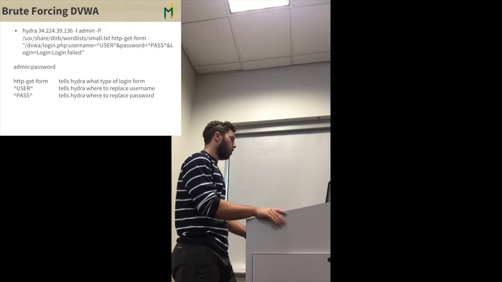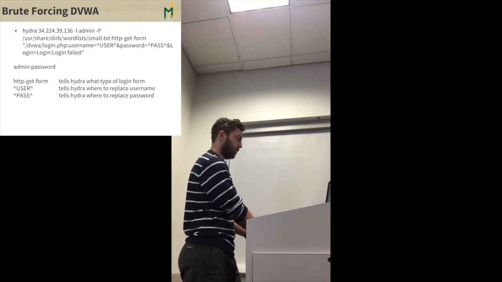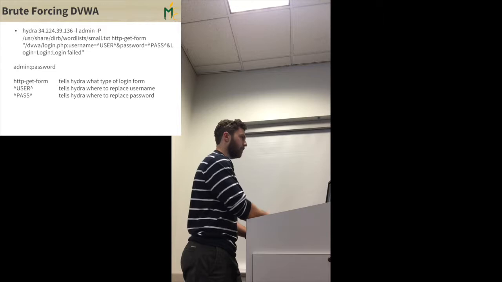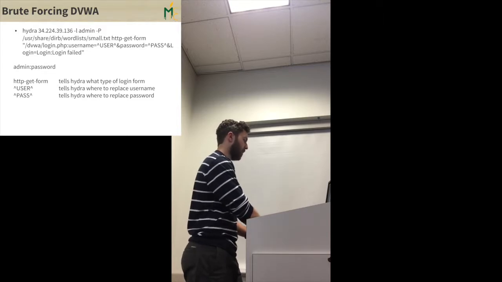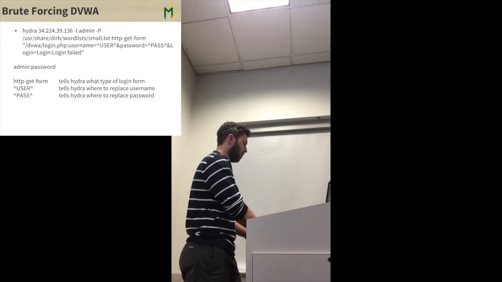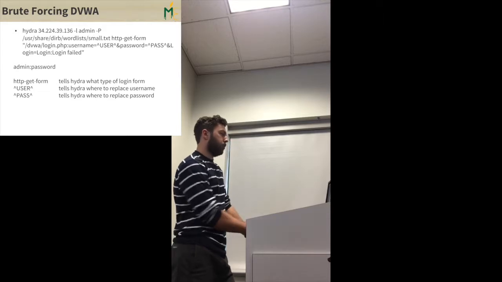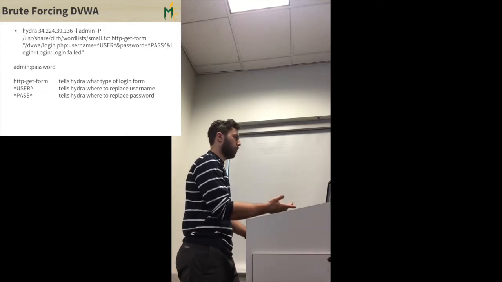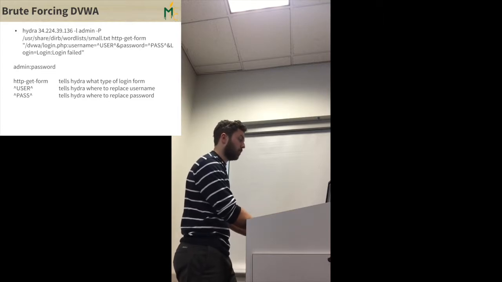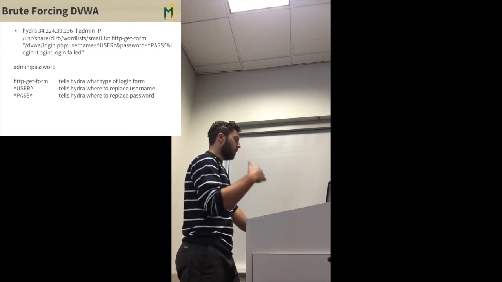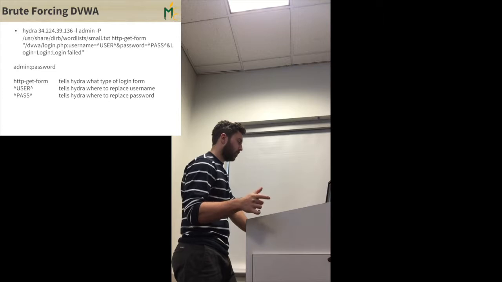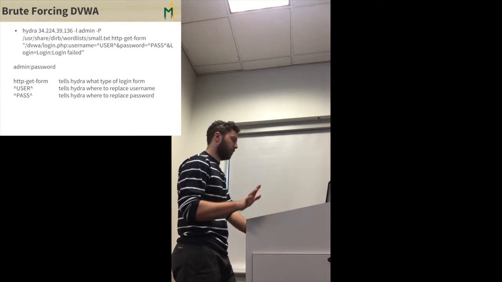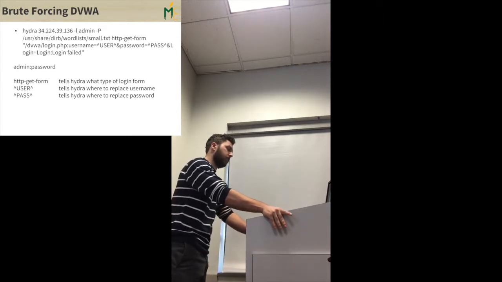Hydra does that by default. All you have to supply it with is an IP address that you're sending it to. So in this case, it's the IP address of Damn Vulnerable Web App. And then -l is username. In this case, we're going to use -l and admin, because we're only going to try admin because we know admin is the username that's on there. Then -P, your password list. You can use rockyou. You can use any of the default ones on Kali or the Mason CTPM.